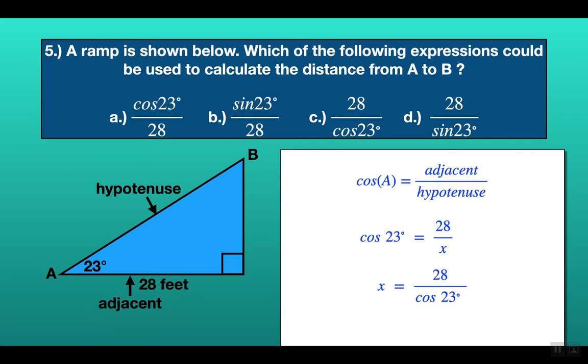And that gives us the answer that we're looking for, which is answer C, 28 divided by cosine of 23 degrees. That's how we could solve for the distance from A to B.